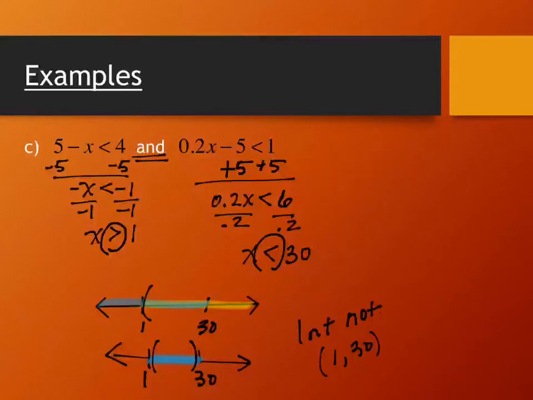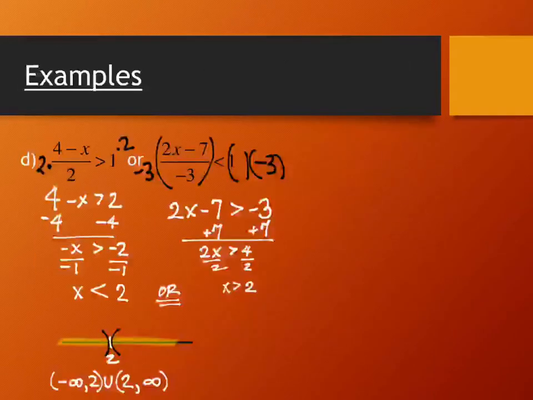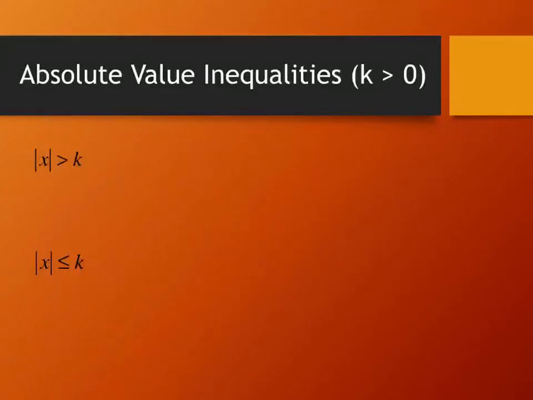All right, the last bit of this particular lesson actually has to do with absolute values. So the lesson title says linear inequalities and it says absolute value inequalities. And the reason we did these last two problems with the ands and the ors is because they come up with inequalities for absolute values as well.